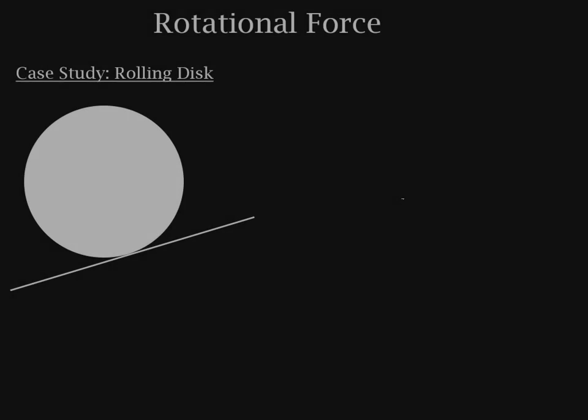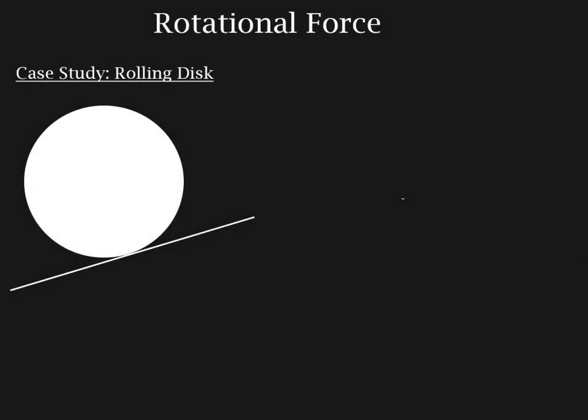Okay, in this video, we're going to take a look at rotational non-equilibrium. And this is just going to be a case study of a specific example of a disk which is rolling down a ramp. Now, the reason I'm doing this case study is because there are two primary ways of solving this problem, of looking at the problem.